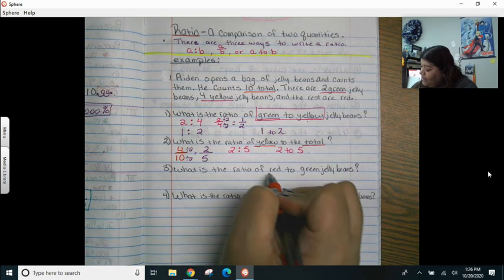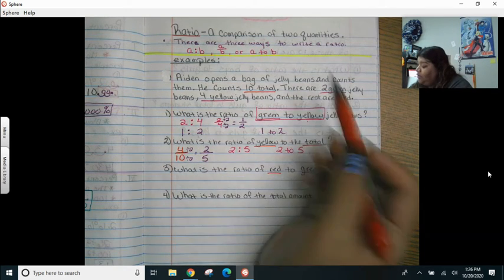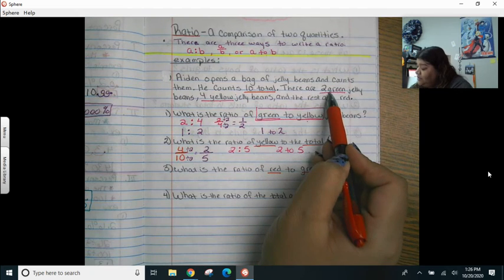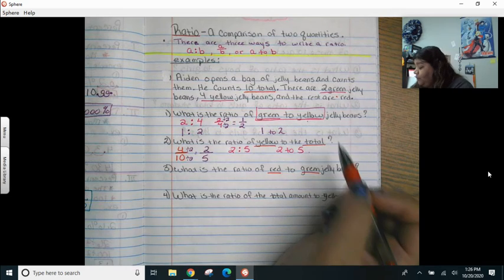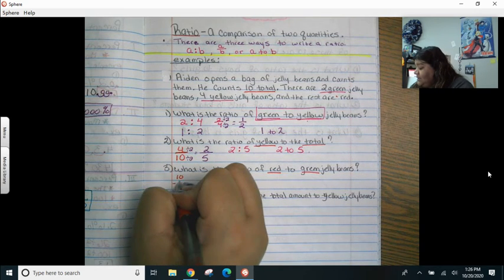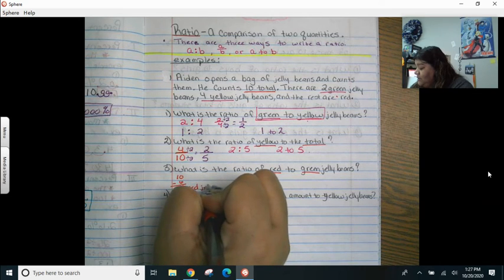What is the ratio of red to green? So that tells me right there which one goes first. Red. So look, they didn't give me red. How can I figure out how many red jelly beans there are? Thought about it? We're going to add the yellow and green. So 4 plus 2 is 6, right? And subtract from the total. So 10 minus 6 gives me 4 red jelly beans.